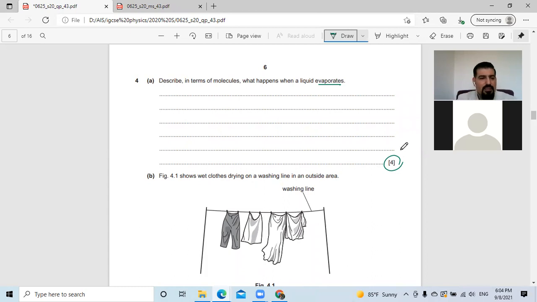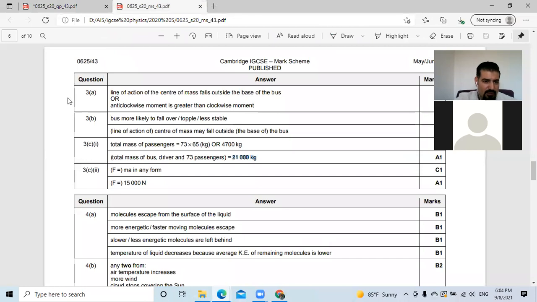Look here at the mark scheme, what they said. They give us the terminologies that we just mentioned. Let's read. Molecules escape from the liquid surface. The most energetic, or the faster molecules, escape. The slower ones, with less kinetic energy, are left behind. So the temperature of the liquid decreases because the average kinetic energy of the remaining liquid is lower.